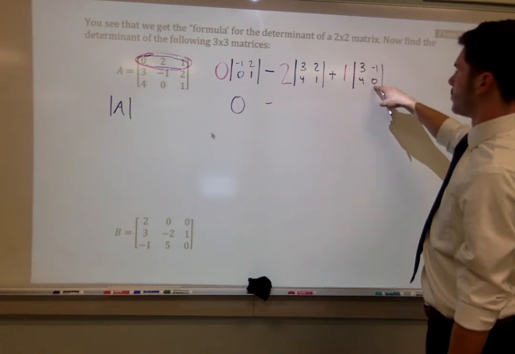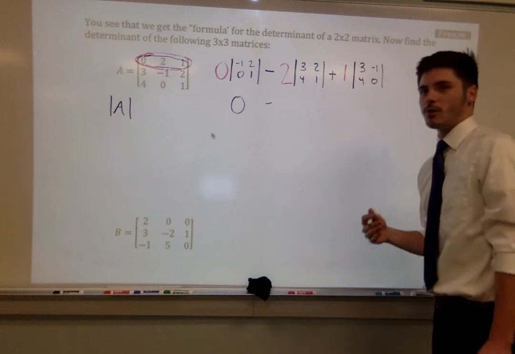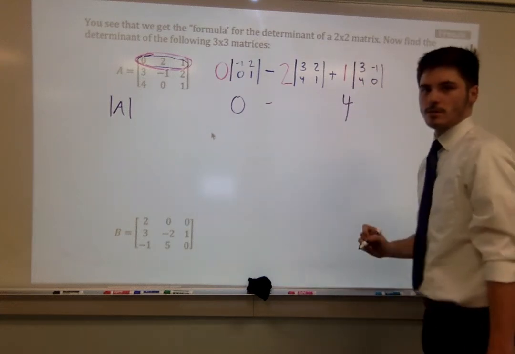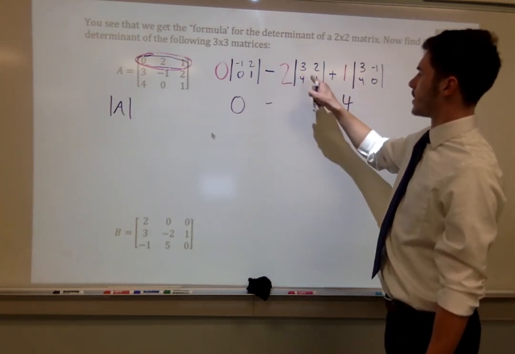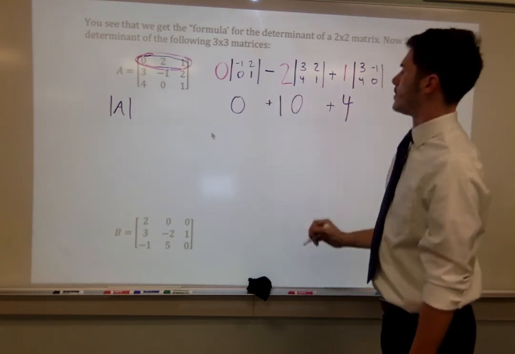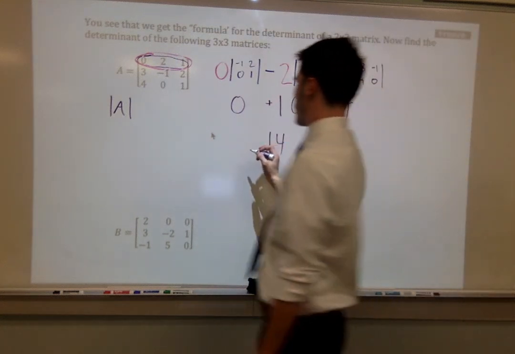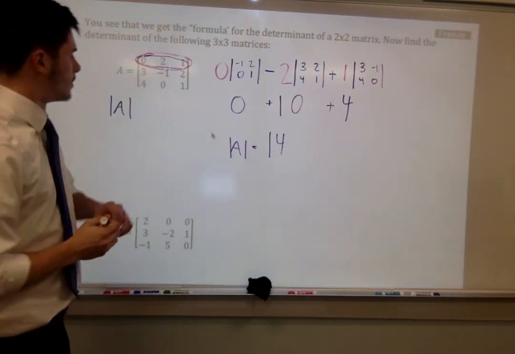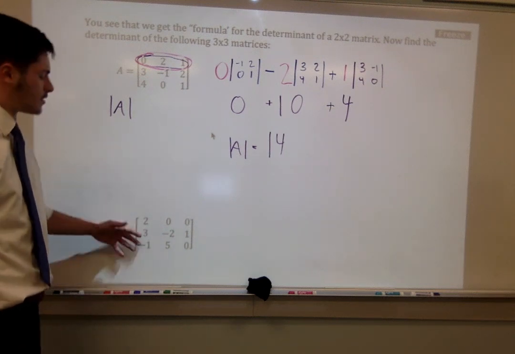So 3 times 0 is 0, minus -1 times 4 is -4, so 0 minus -4 is 4. Okay, and then, like I was saying, -2 times -5, which was this determinant, is positive 10. So we have 0 plus 10 plus 4, our determinant of matrix A is 14. And so that was this example here. Why don't y'all go ahead and try to find the determinant of matrix B.